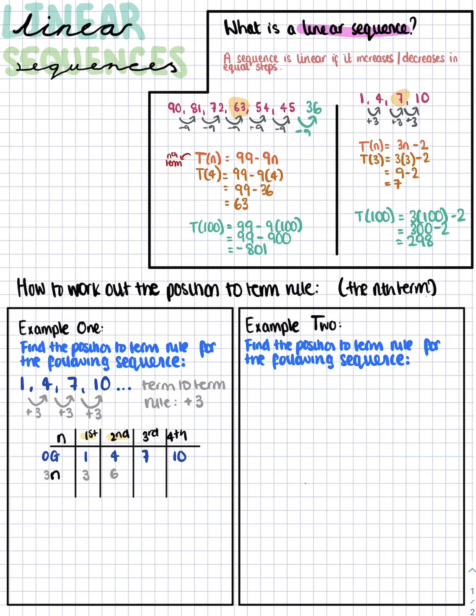And then our next column, our n is 3, and 3 times 3 is 9. And then finally, n is 4, and 3 times 4 is 12. Our last row will just be our original sequence, and we're going to take away this piece of the sequence that we've just found. So we're going to take away 3n from our original sequence.